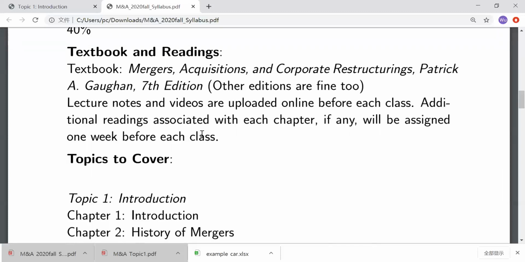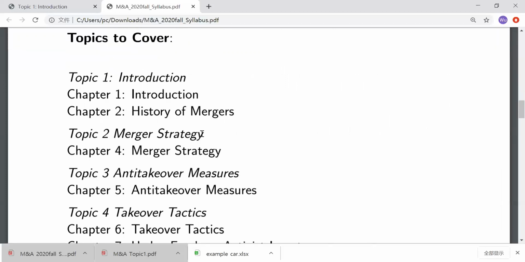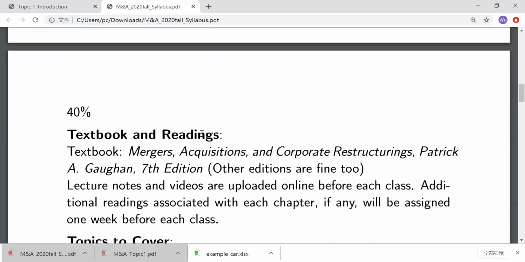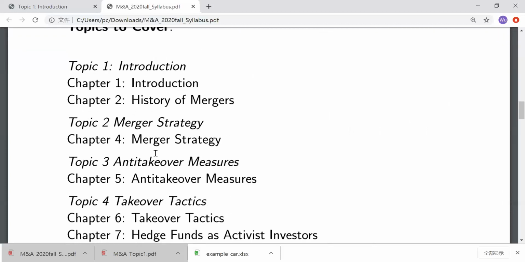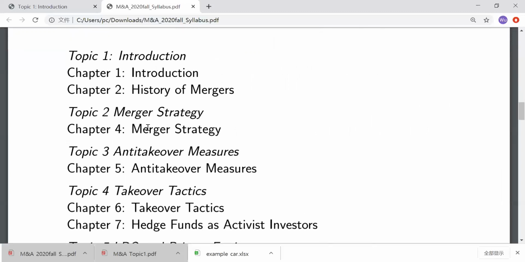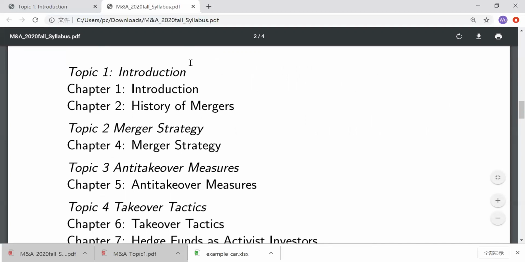That will be 1 week before each class. I'm going to base my teaching on this textbook. Of course, I will also supplement the teaching with other lecture notes that I wrote. So we're going to cover the following topics. First, we're going to talk about the introduction. We're going to have a long introduction, about 2 weeks.